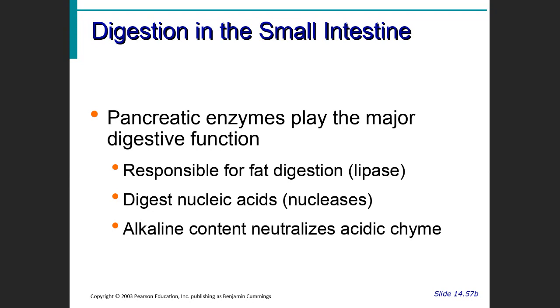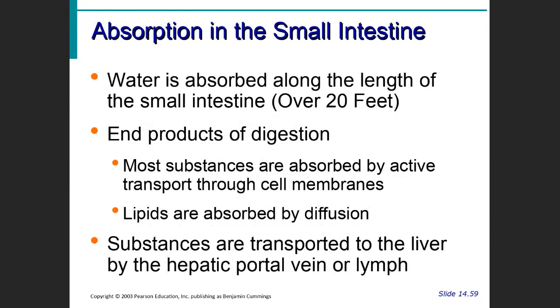You have DNase, which is a nuclease that breaks DNA down into its smaller units, and you can use those to make your own DNA when needed. So you're actually just rearranging the DNA from other organisms into your DNA when you need to, and RNA as well. And remember, the pancreas also makes a basic material that neutralizes the acid in the chyme, the material coming out of your stomach and getting into your small intestine.